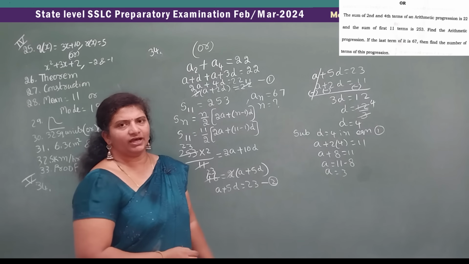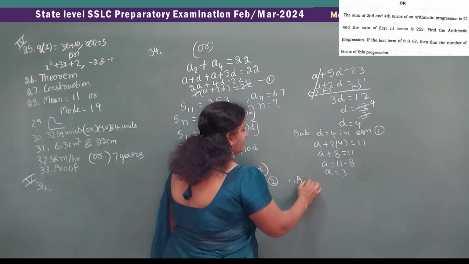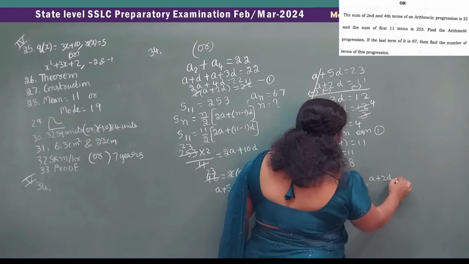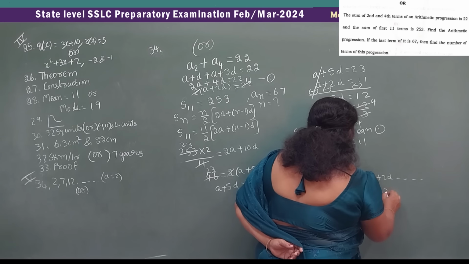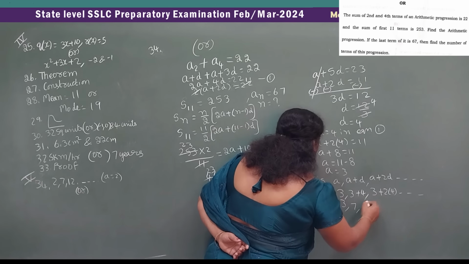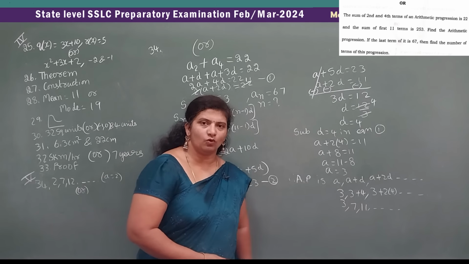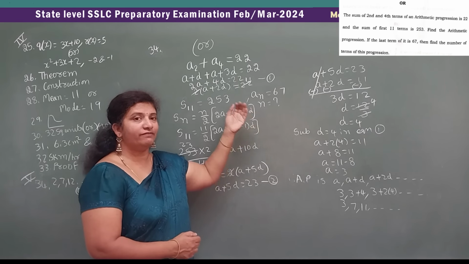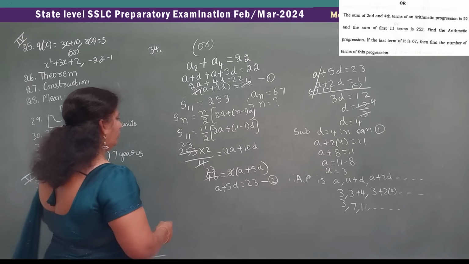Now we know the a value and the d value. Can we find the arithmetic progression? Yes, we can find. So therefore, the arithmetic progression is a, a plus d, a plus 2d, and so on. Substitute the a and d values. The d value is 4. Substitute in this: 3, 3 plus 4 will be 7, 7 plus 4 is 11, and so on. Therefore, what is the arithmetic progression here? 3, 7, 11, and so on. Is the problem complete? No. We have to know how many terms are there. And we know the last term value, that is 67. How many terms means we need to find the n value. So, we know the an formula.